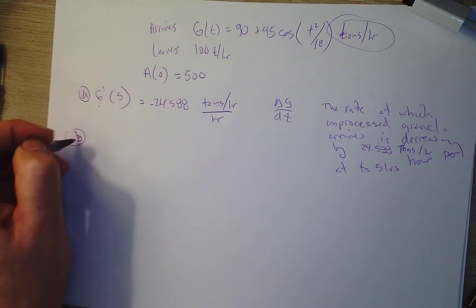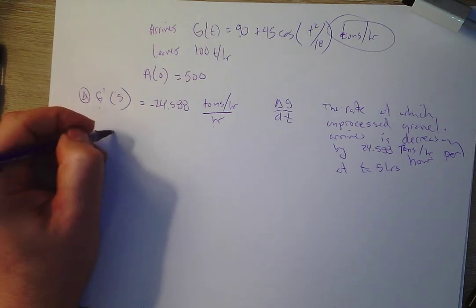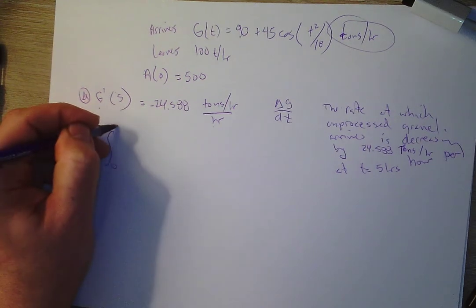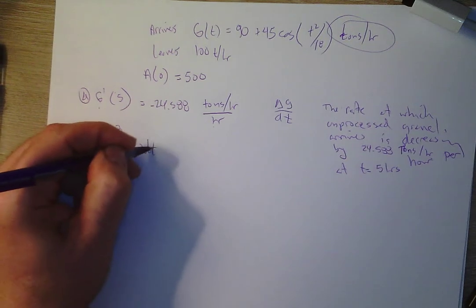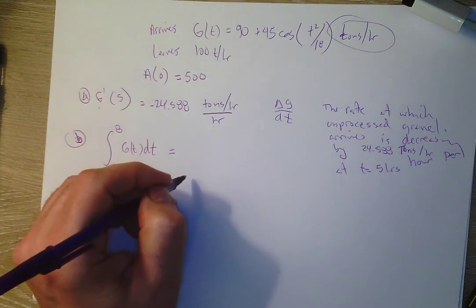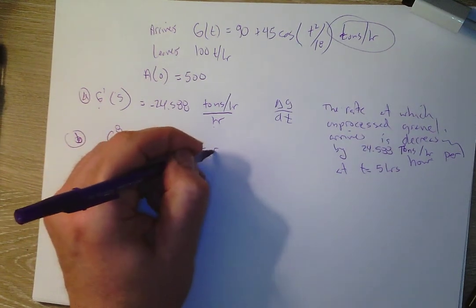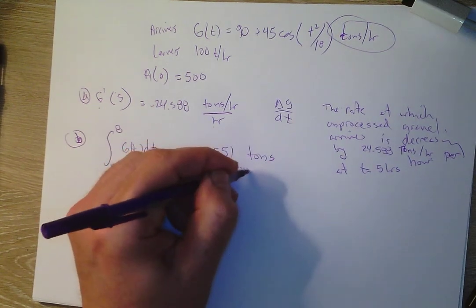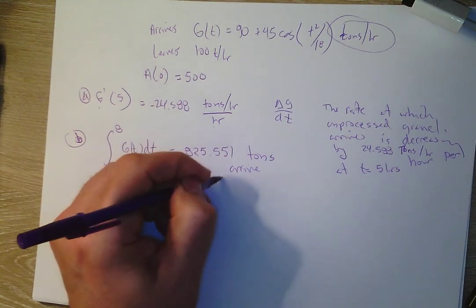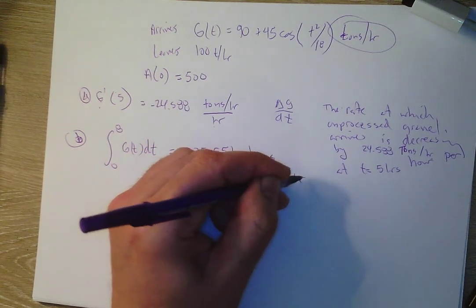Now we have B. Find the total amount of unprocessed gravel during the hours of operation. So we want to integrate from 0 to 8, G of t dt, because we're integrating that rate. And when I do that, I get 825.551 tons arrive during the 8-hour day.